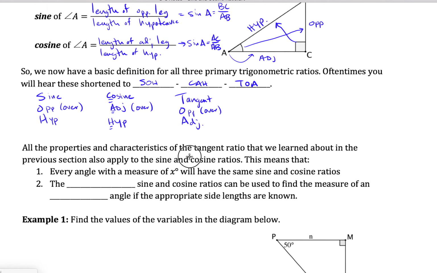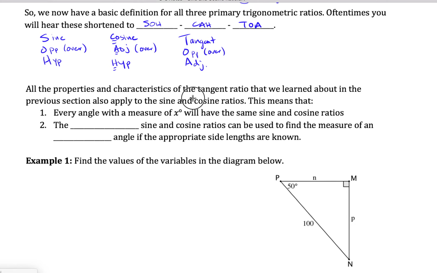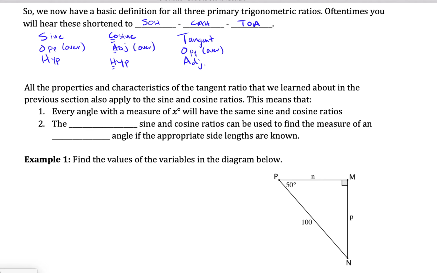Now, we already learned a few things that were helpful to know about the tangent ratio, and those properties and characteristics for the tangent ratio apply for the sine and cosine ratios as well. This means that for every angle that has a certain measure, I say that has a measure of x degrees, where x could be any number, every angle that's, let's say, 28 degrees, or every angle that's 63 degrees, or whatever x could be, all of those angles have the same value for their sine ratio, and they would all have the same value for their cosine ratio.